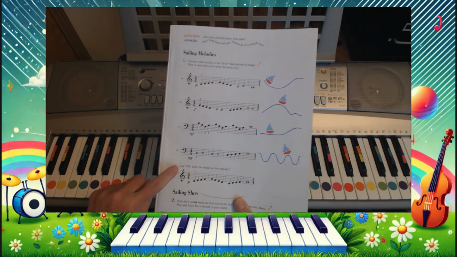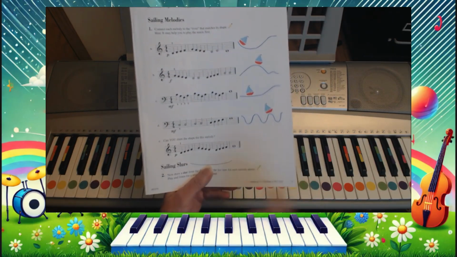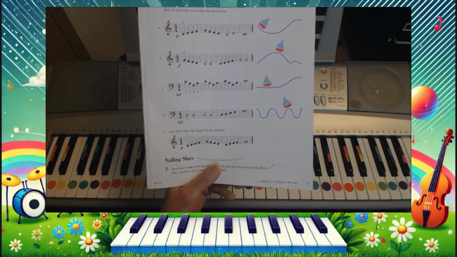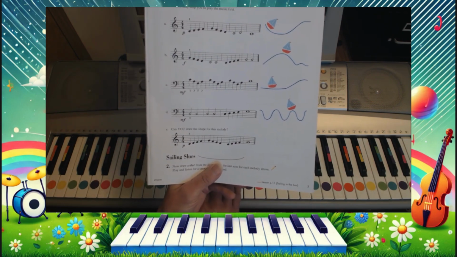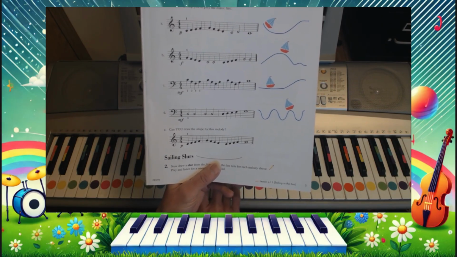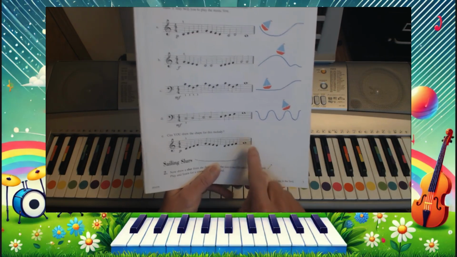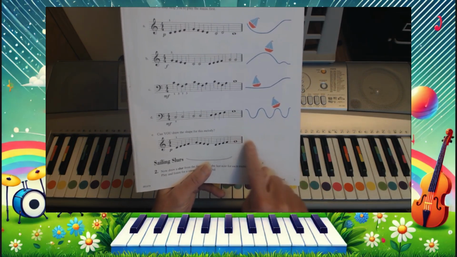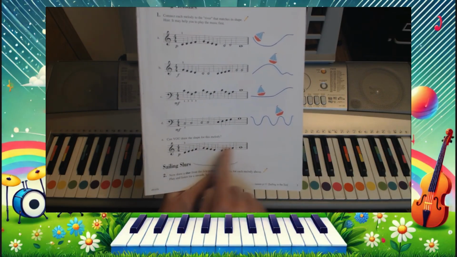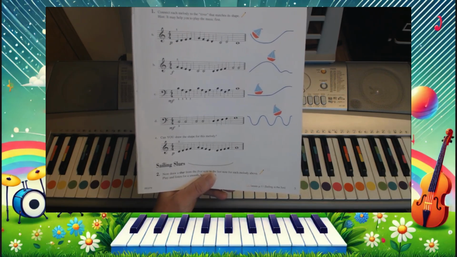Okay, and then E is a question for you. Can you draw the shape for this melody? So I'm going to play it. And then over here, you're going to draw what type of line do you think matches this melody?